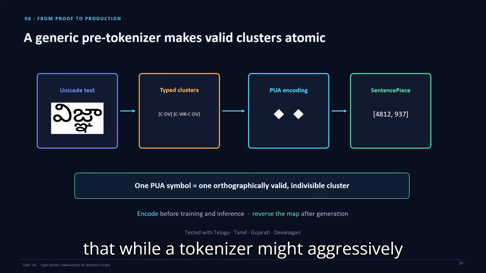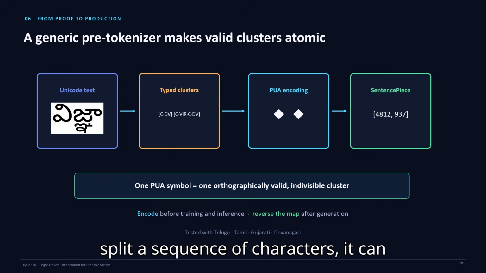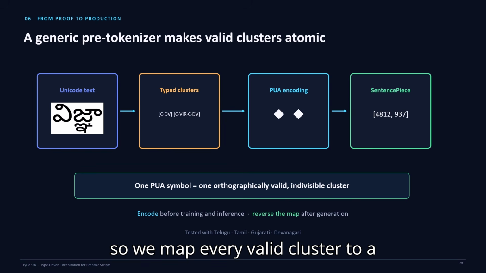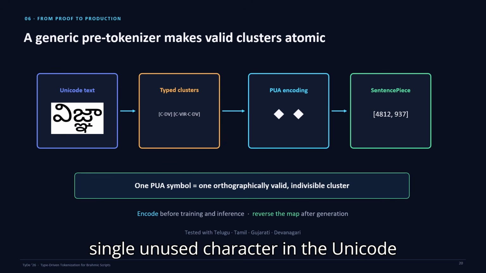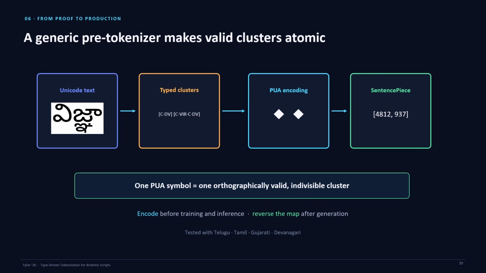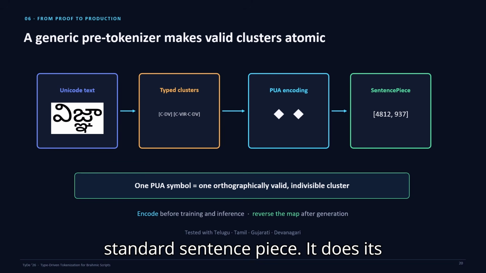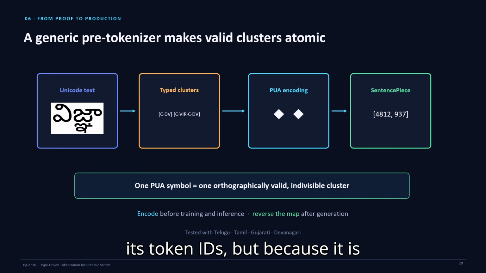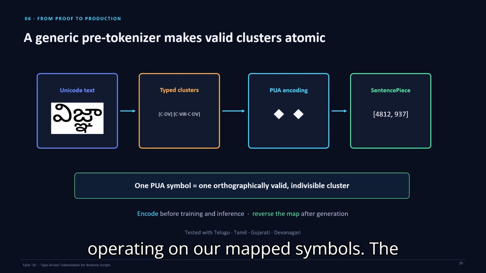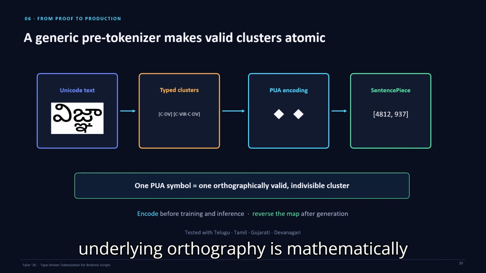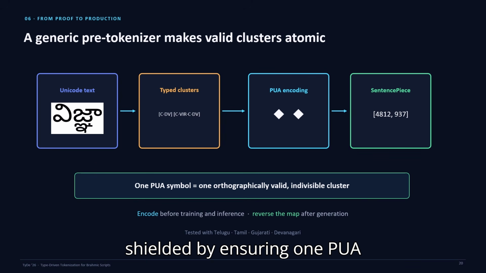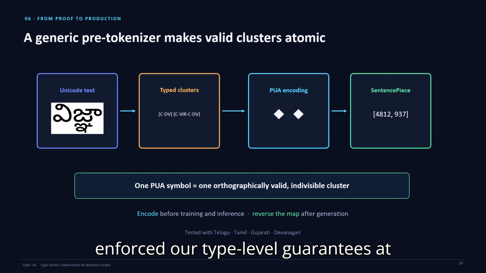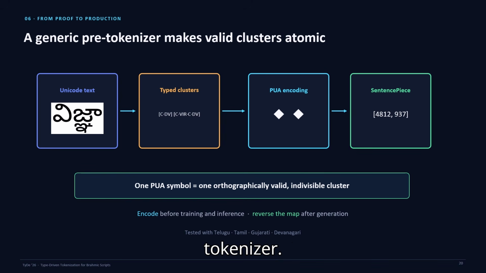We know that while a tokenizer might aggressively split a sequence of characters, it can never divide a single Unicode code point. So we map every valid cluster to a single unused character in the Unicode private use area, or PUA. We then feed those PUA characters into standard SentencePiece. It does its normal statistical merging and outputs its token IDs. But because it is operating on our mapped symbols, the underlying orthography is mathematically shielded. By ensuring one PUA symbol equals one indivisible cluster, we enforced our type level guarantees at runtime without needing to rewrite the tokenizer.